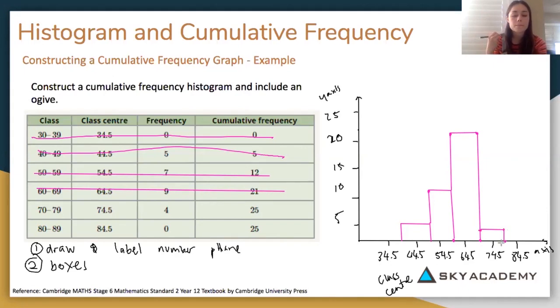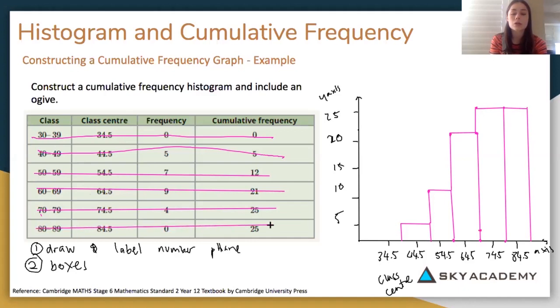Whoops. For 74.5, I did a frequency of 4, but we are doing the cumulative frequency, so it should actually be a frequency of 25. And we can connect those boxes. And finally, the last one, 84.5, also has a frequency of 25. So we can just connect the top like that. So that is our cumulative frequency histogram part done.